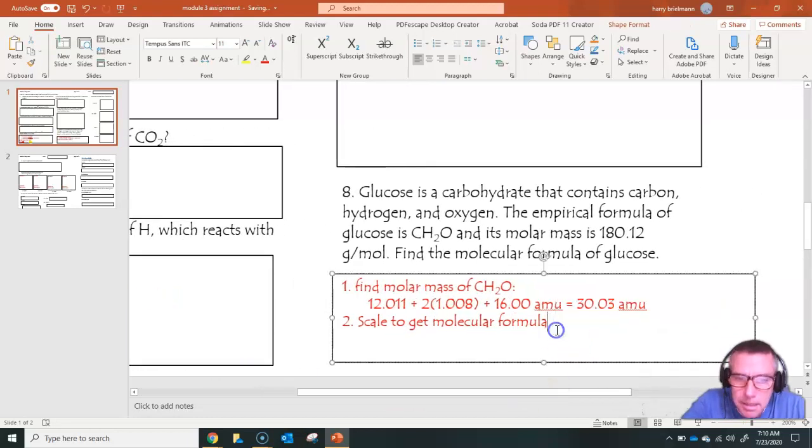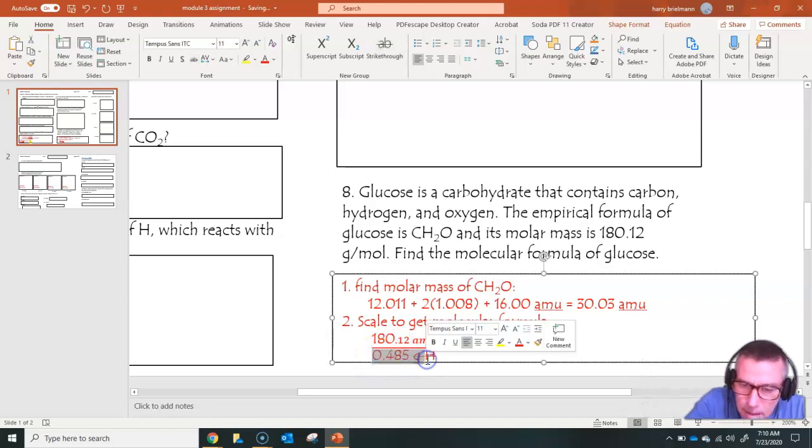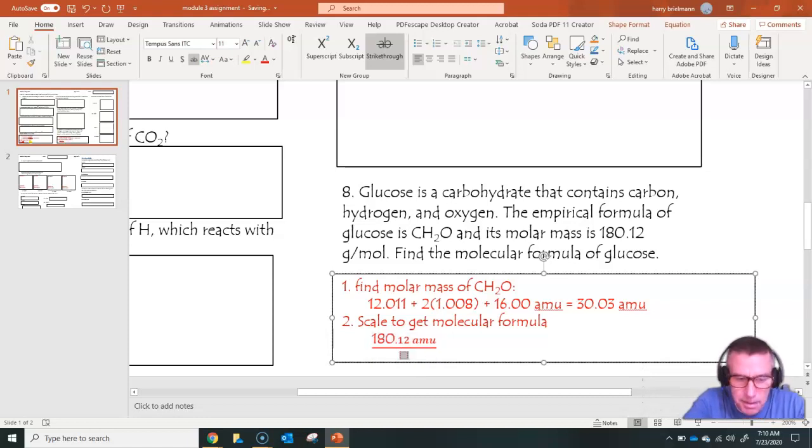and put it about here. And we have, what is it? CH2O checked in at 30.03, but the total is 180.12. So I'm going to write 180.12 AMUs divided by, careful, you've got to make sure you only get the part you want, divided by 30.03 AMUs.